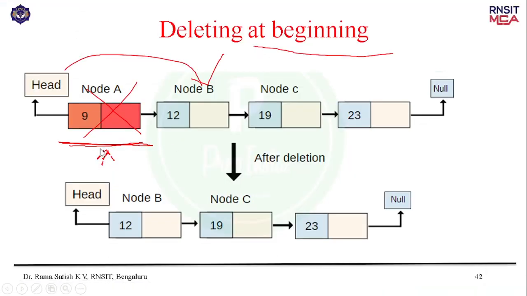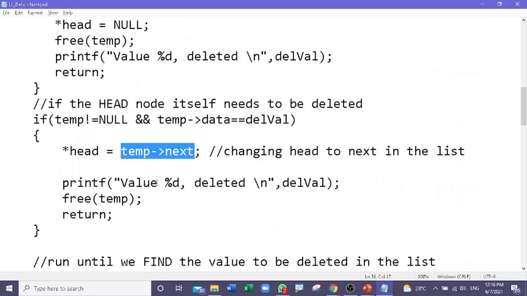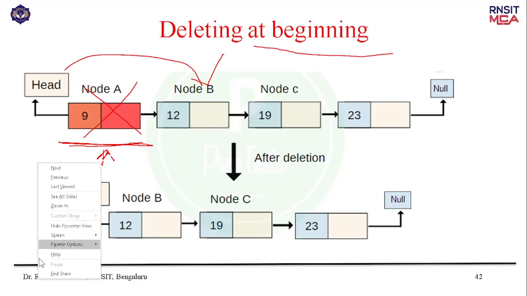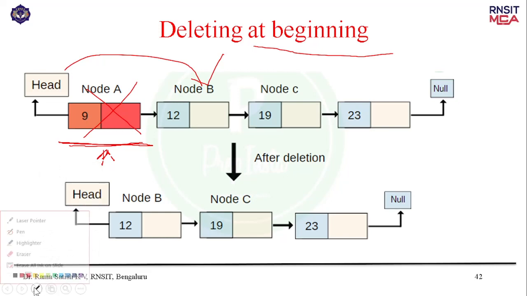So temp is present here. This head, which was pointing to the first node, that is temp, is moved to the next node, temp of next. Temp of next is nothing but this node B. It is moved, and now what you did is print the deleting value del and free the temp. So first, you moved head to the temp of next, and later you deleted the node. So you should understand this concept.